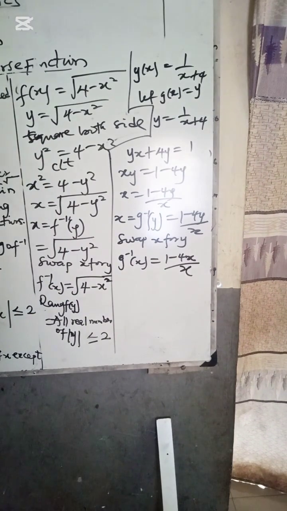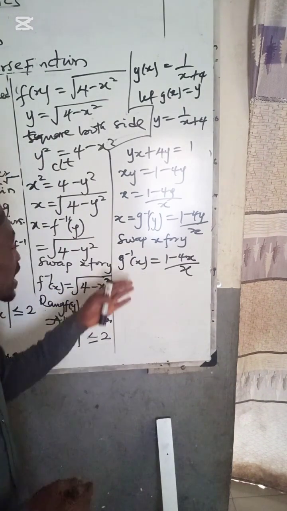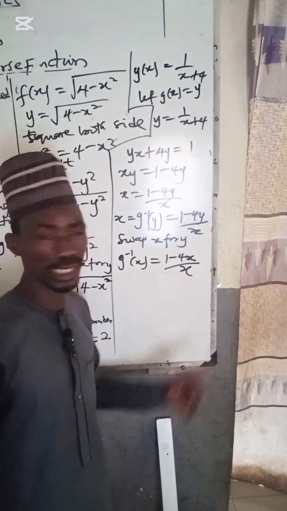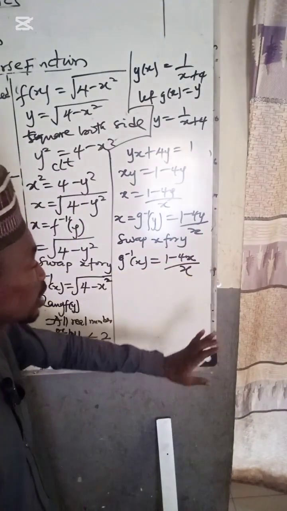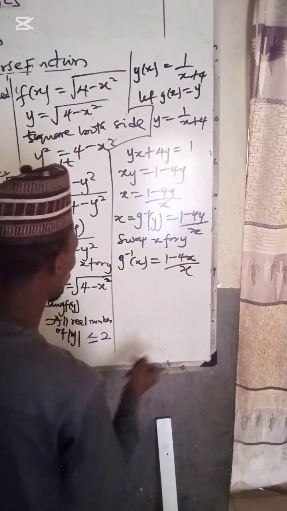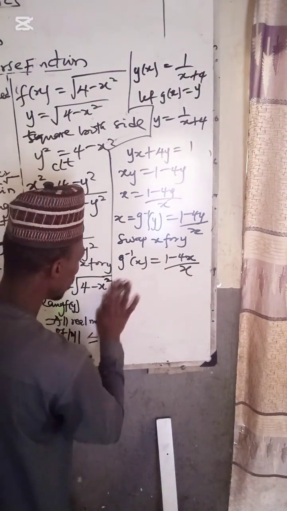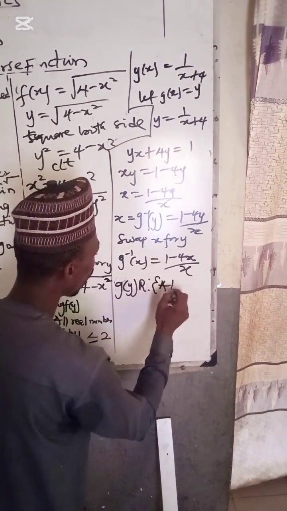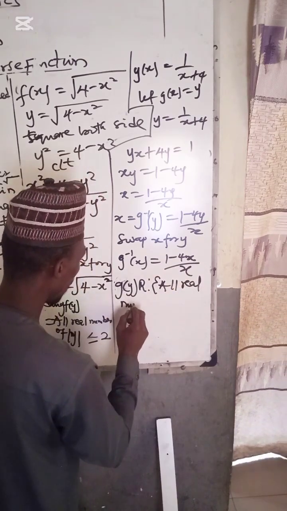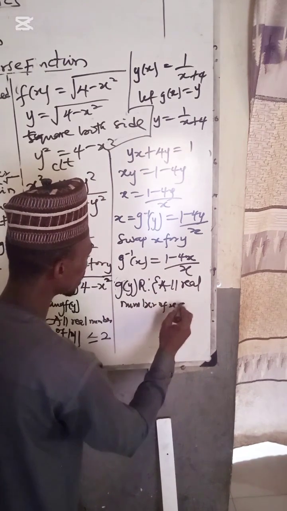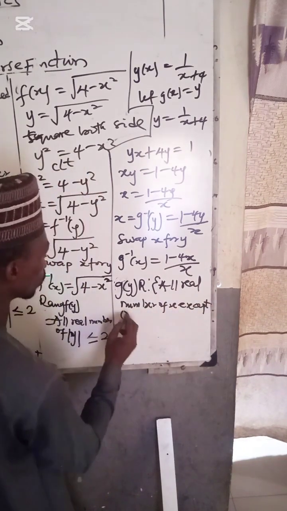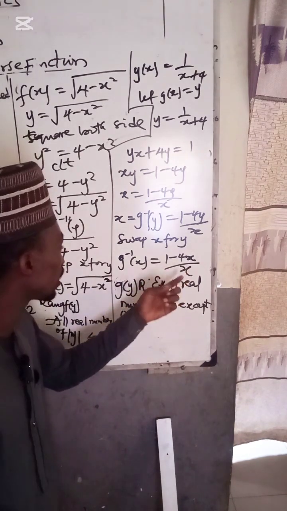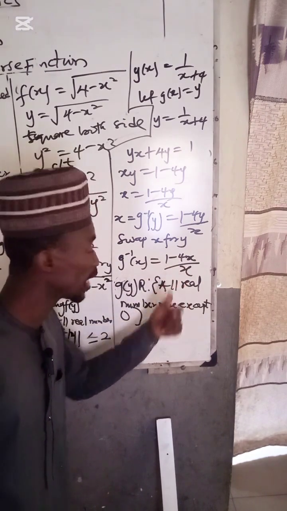What do you notice here? We've gotten the inverse, so getting the range is very simple. Since x is a real number, if we put 0 here, it will turn the entire value to infinity. Therefore, we conclude by saying the range of g of x is all real numbers of x except 0. Because it's only 0 that turns this entire value to infinity.